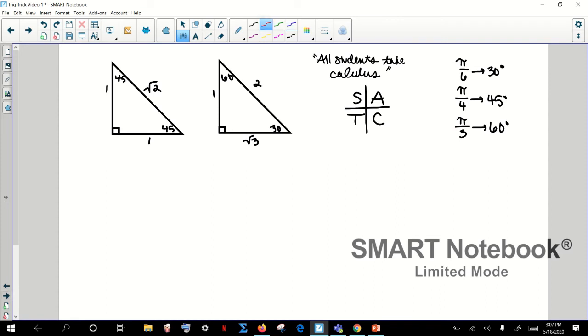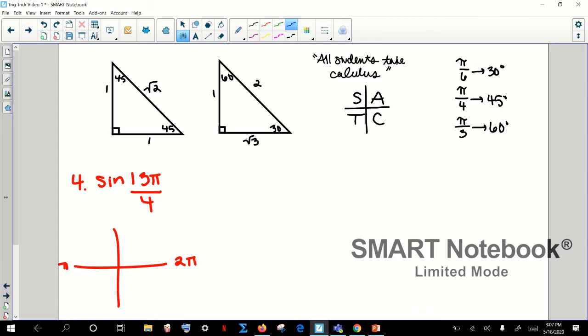Alright, let's keep going. Let's do one with 4 in the denominator. Let's do sine of 13 pi over 4. So again, my first step is to determine where my angle is. 180 degrees is pi, 360 degrees is 2 pi.